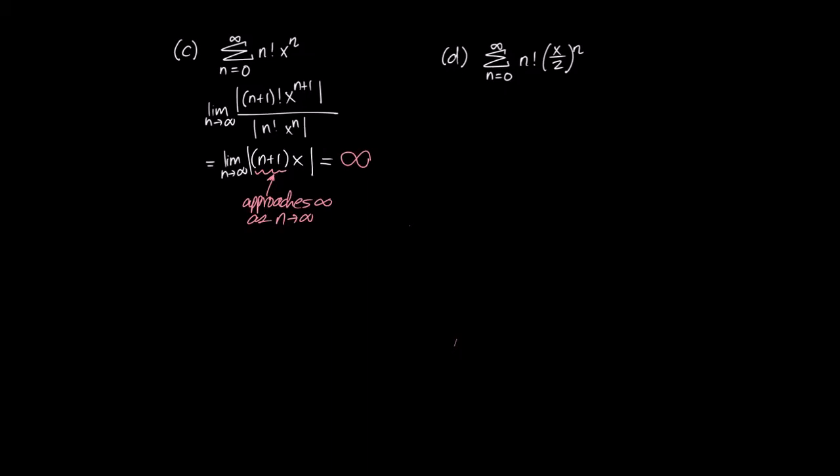So what that means is that this never converges. If it never converges, then the radius of convergence is 0. Now you can try example D on your own to see if a similar result occurs.